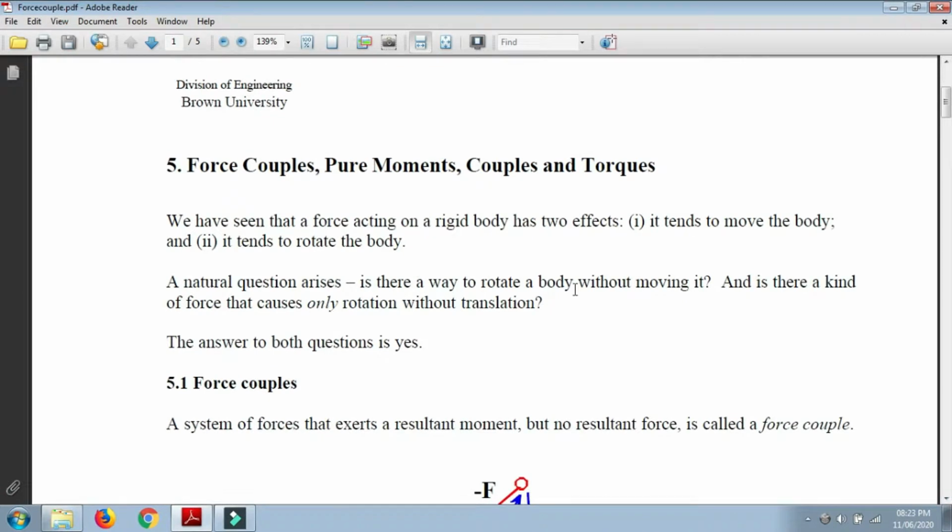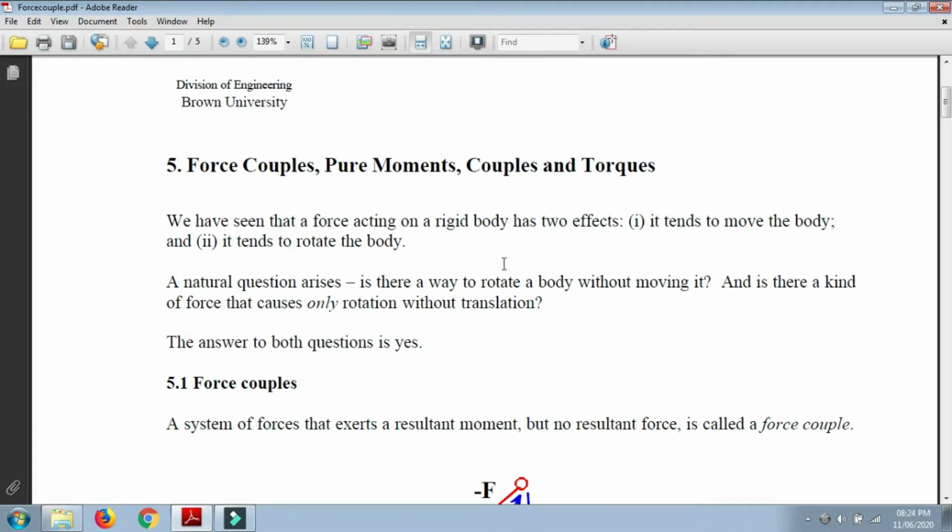We'll study the theory a little bit further, and when the numericals come, things will be more clear. So we have seen the force acting on a rigid body has two effects. Number one, it tends to move the body, and number two, it tends to rotate the body. This is the effect of force. A natural question arises: is there a way to rotate a body without moving it, and is there a kind of force that causes only rotation without translation?